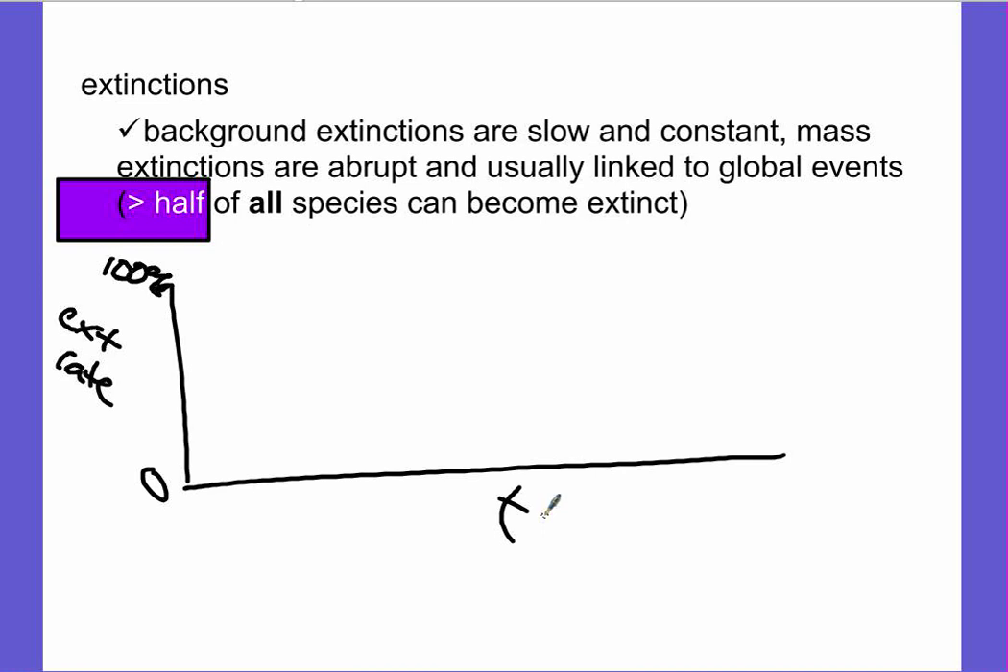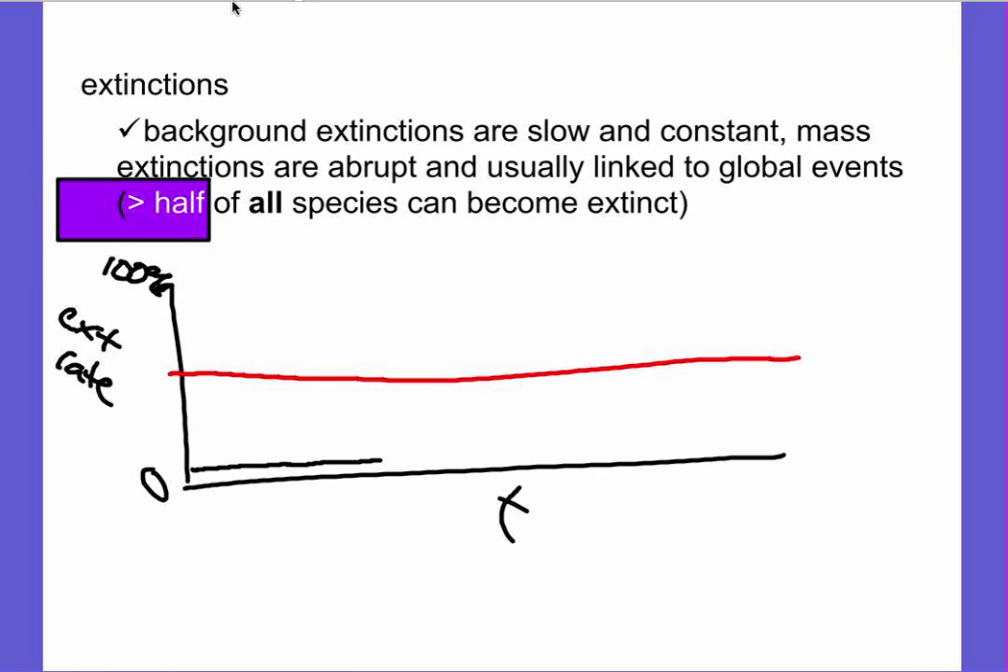So it's normal for things to go extinct because the earth changes and not everything can cope with it. It's just the way the world works, the way nature works. So there's always going to be a certain level of extinction. But every once in a while, something happens that causes a mass extinction to occur. So mass extinctions only occur when you go above 50%.